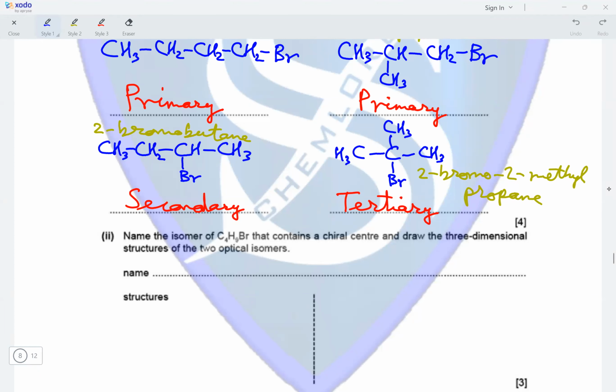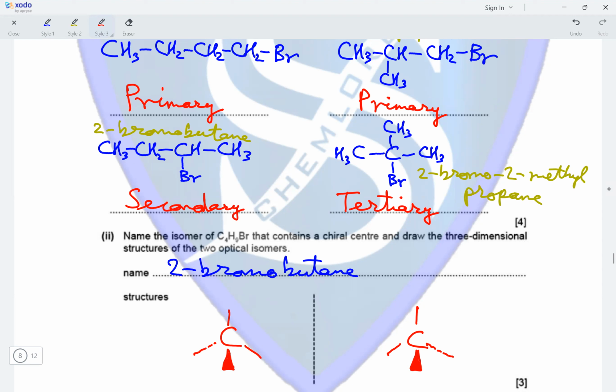Name the isomer of C4H9Br that contains a chiral center and draw the three-dimensional structures of the two optical isomers. So the one that has a chiral center is called 2-bromobutane, because we can see that 2-bromobutane has a carbon atom that has a hydrogen atom attached to it along with a bromine atom. Then we have a CH3 group attached to the right side of that carbon atom and a CH2 group attached to another CH3 group on the left side of the same carbon atom.